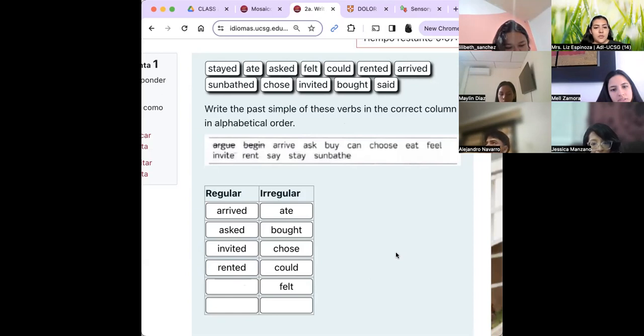Then it says, say. Irregular. Say. Regular, because it finished with ED. No, say is irregular. That's why you say irregular. Yeah. And the last one, sunbathe. Regular. Sunbathe.